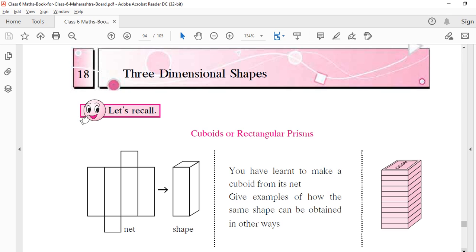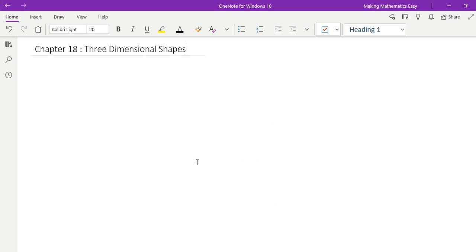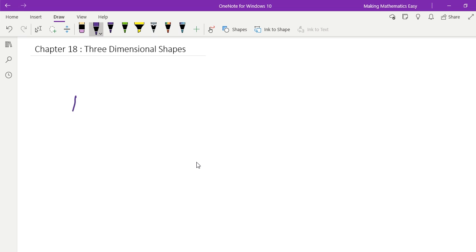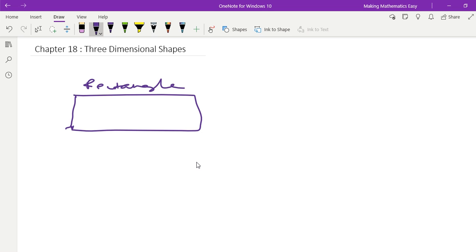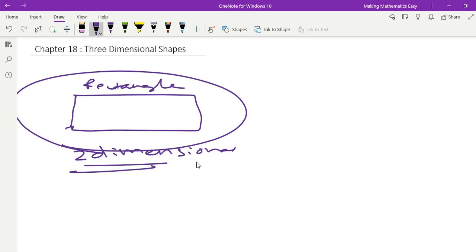Okay, so let us start with three-dimensional shapes. So what are three-dimensional shapes? Let us take a simple example. In our earlier lecture we learned that this is a rectangle, correct? We call this a rectangle, and this is a two-dimensional shape because we can see only two dimensions in this diagram, that is length and breadth.